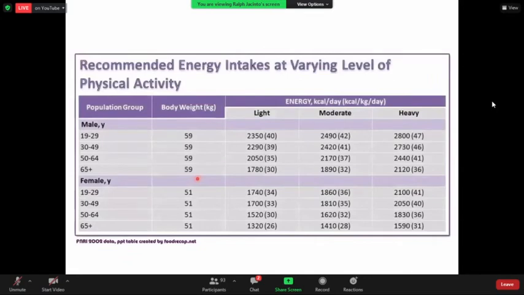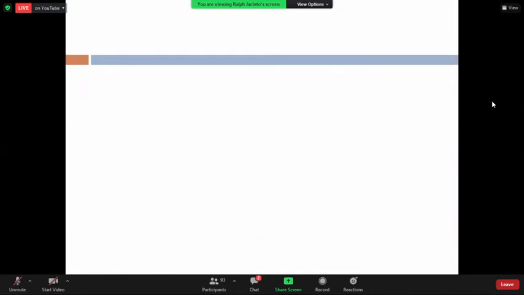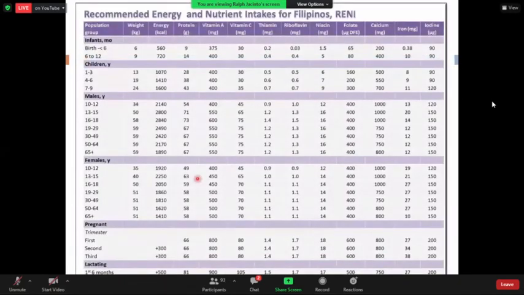This is an example of the reference that I've mentioned earlier, your recommended dietary allowance, or in this case, the recommended energy and nutrient intakes. It's somewhat the same. You have here the different minerals and vitamins as well as the energy needed per age group and per gender.